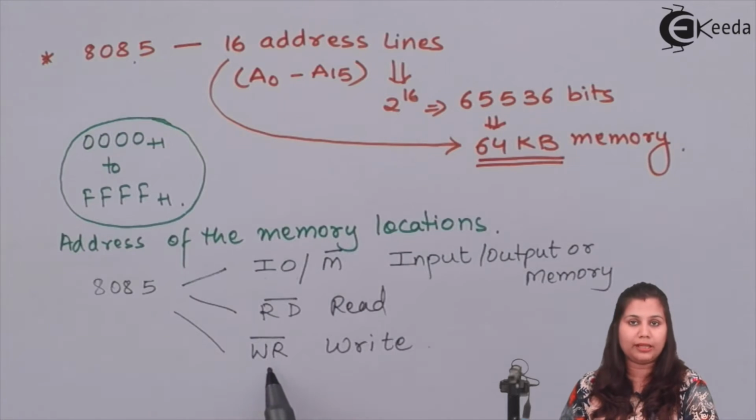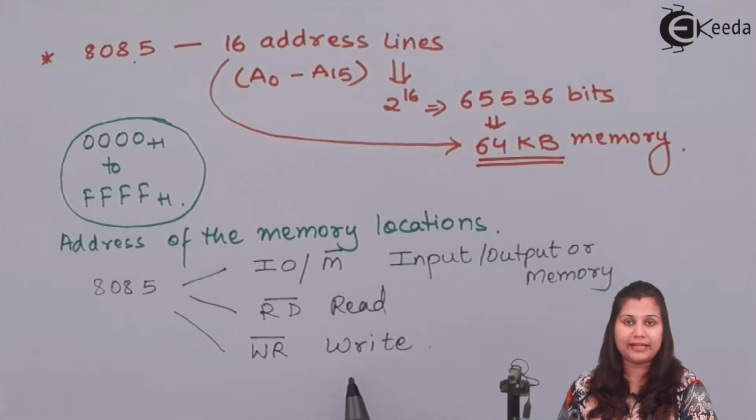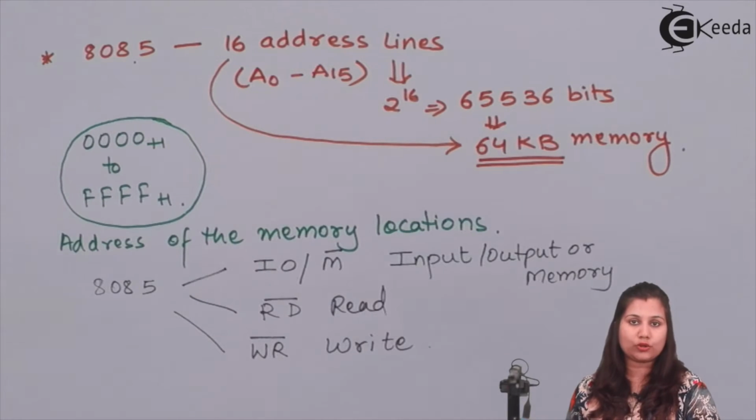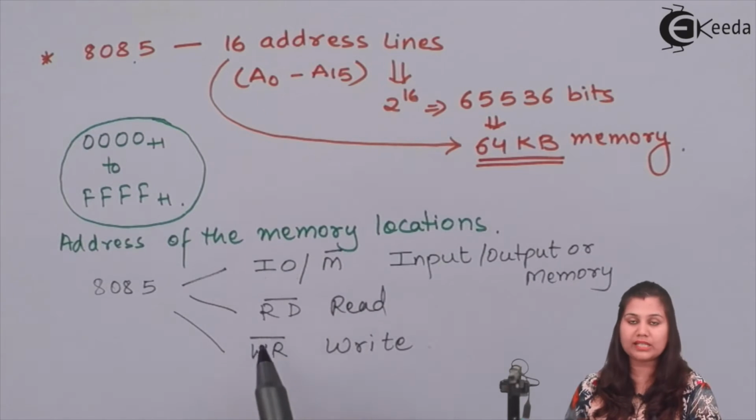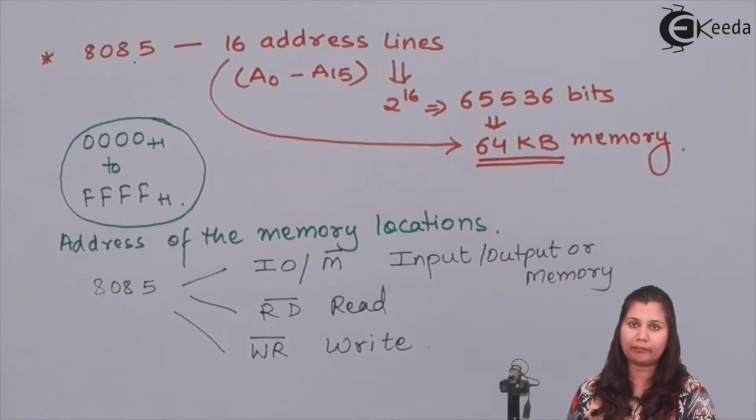Then we have the WR bar. It's also an active low signal, which means it is active when its value is 0, and it's a write signal. So when the signal is low, it means the 8085 microprocessor is performing the write operation, writing a data byte into the memory. So these three signals are used whenever the microprocessor communicates with the memory.